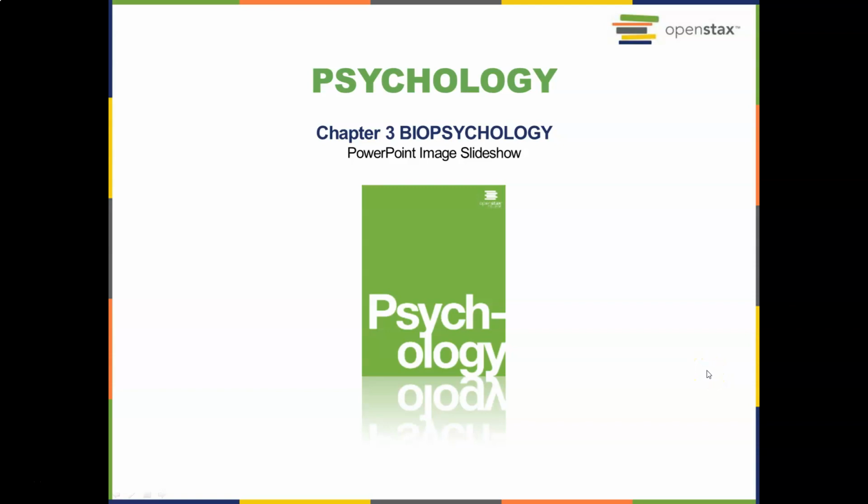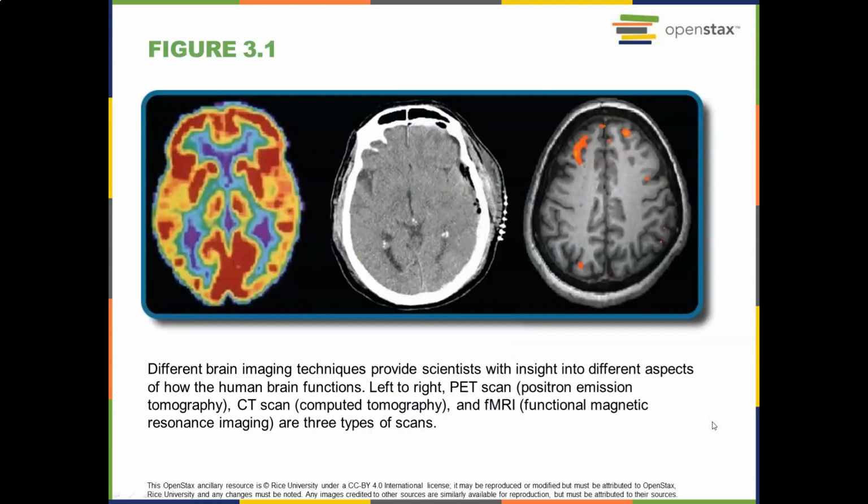In this chapter, we're going to discuss biopsychology, also known as neuroscience, which is basically just concerned with the brain, the parts of the physiology of the brain and the functions of the brain. And so we'll take a look at some of those in just a sec here.